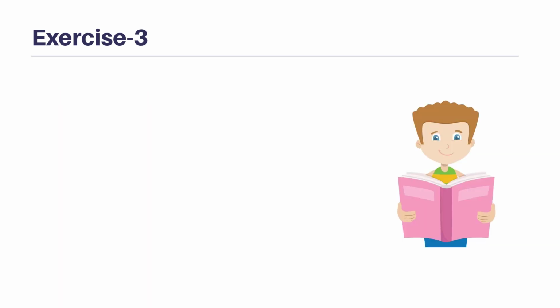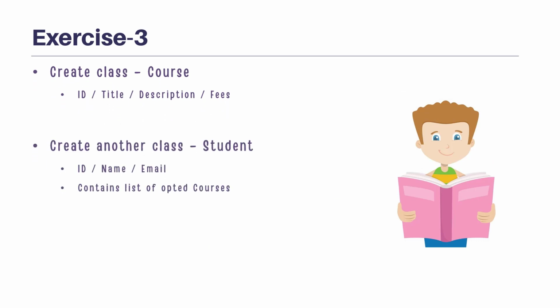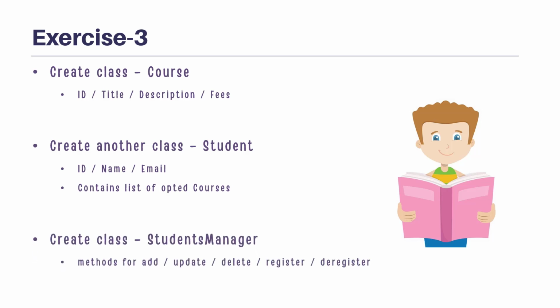The third exercise is to create a Course class which contains course details like ID, title, description, fees. Then create a Student class which contains student details like ID, name, email, and a student can take multiple courses. In addition to this, create another class, StudentsManager. It should contain methods to add, update, and delete the students from the list. Now this part is very similar to the activity that we have done in the code along session.